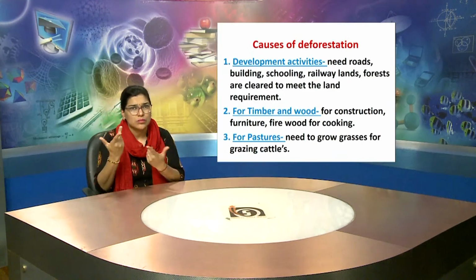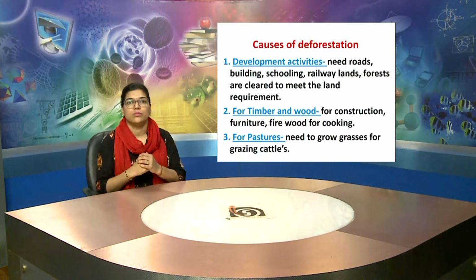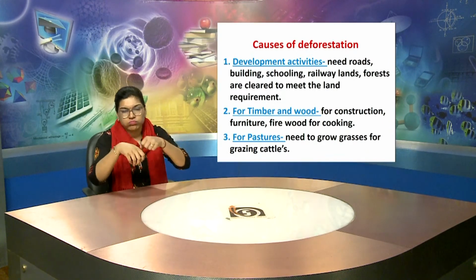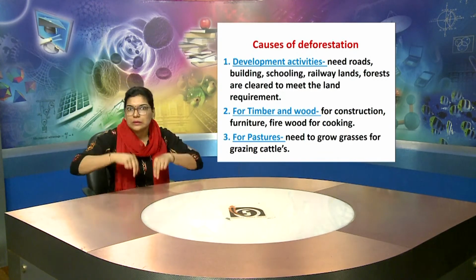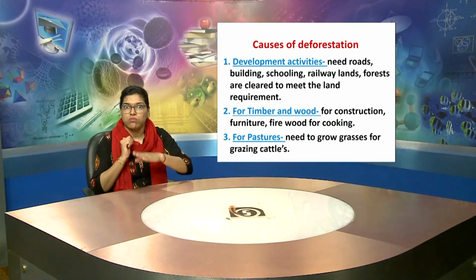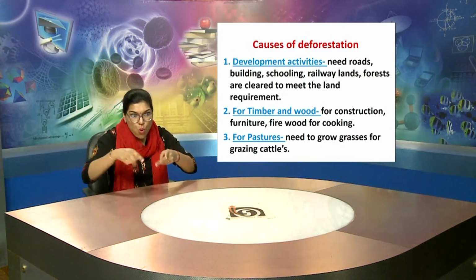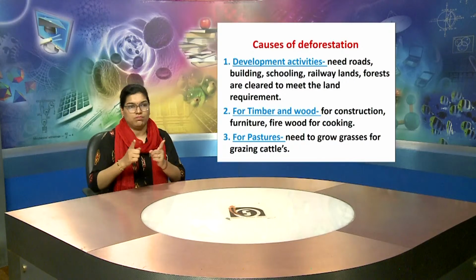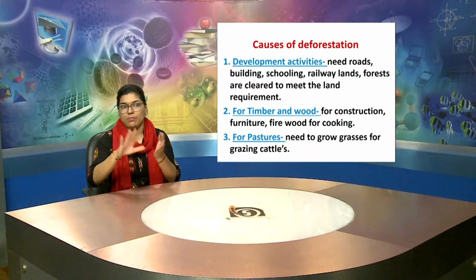The topic you can see on screen is explaining the causes of deforestation. It has 5 points. We will understand all these points one by one. The first point is that development activities are a cause of deforestation. Humans need roads, buildings, schools, railway lines, so to meet all these needs, forest lands are cleared.